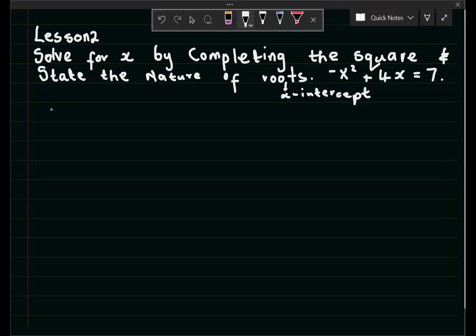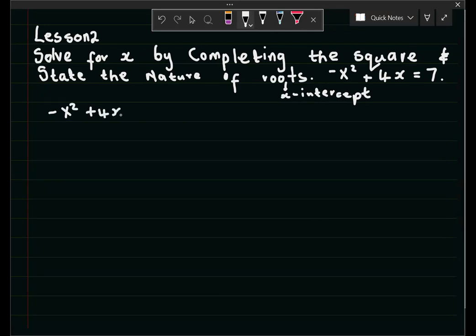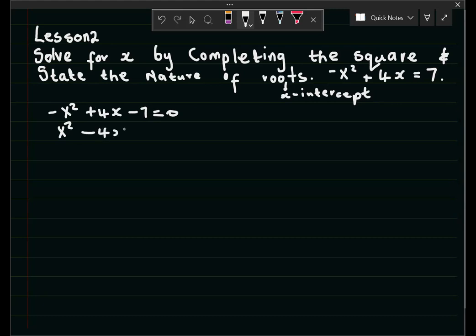So I'm going to write our equation as x squared plus 4x minus 7 equals 0, right? And then here I always want a positive number in front of x squared, so I'm going to switch all the signs. This one becomes positive, this one will be negative, then plus 7 equals 0, right? Perfect. This is the standard form of a parabola.